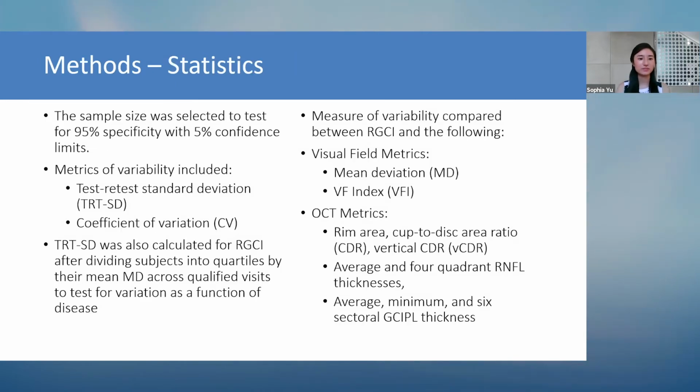The sample size of 74 was set for the study by the goal of establishing specificity in a population that was not expected to have progressed because they were seen over such a short period of time. The metrics of variability we used included test-retest standard deviation and coefficient of variation. We also looked at test-retest as a function of the stage of disease. We then compared these measures of variability between Rgci and all of the individual metrics that go into evaluating the stage of disease, such as mean deviation, BF index, and cup to disc ratio, etc.